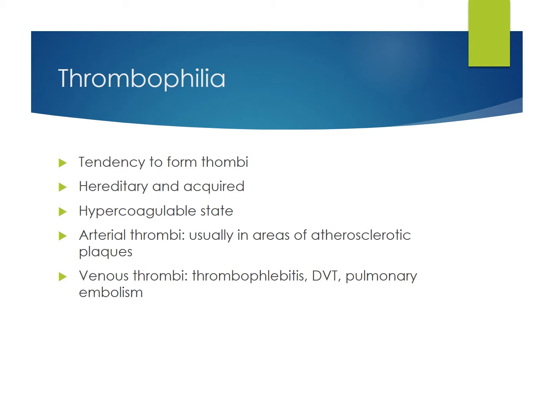Thrombophilia, love of forming a thrombosis or clot, can be hereditary or acquired. You're going to form thrombi, a deep vein thrombosis, pulmonary emboli. You're essentially in a hypercoagulation state.